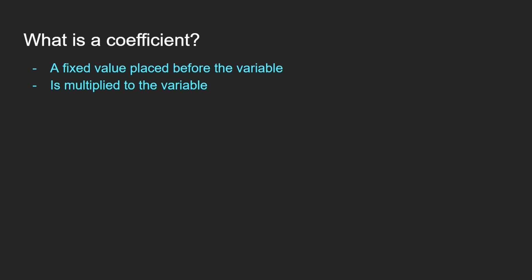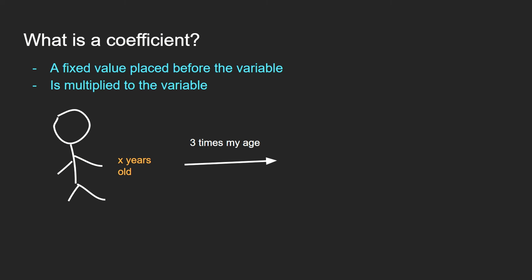So lastly we have a coefficient. So what is a coefficient? It's a fixed value placed before the variable, and it is multiplied to the variable. So a very simple example, let's say this is me, I'm x years old, and this is my mother, who is 3 times my age. So if I'm x years old and she's 3 times my age, we can multiply x by 3, so 3x. So she's 3x years old. So this 3 in front of the x stands for the coefficient.